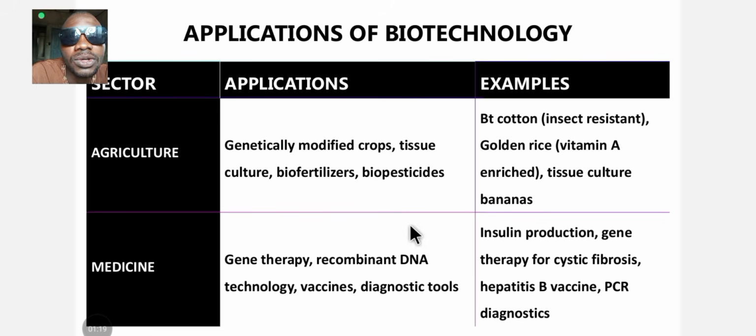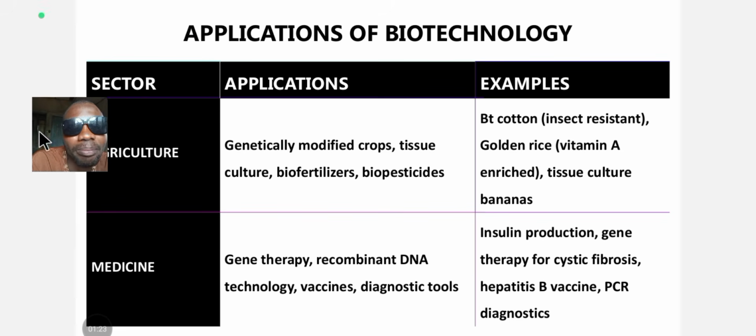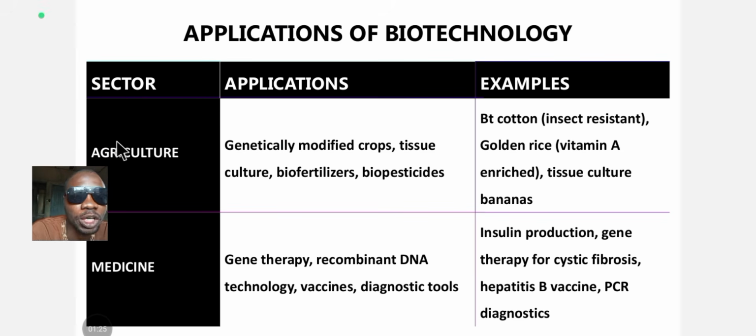Now, let us understand the applications of this biotechnology that we have been discussing. On the left side of the table column, we have the sector that it is applied in, in the middle column we have the applications, and in the last column we have the examples. The first one on the left-hand side is agriculture. And what is the application of biotechnology in agriculture?